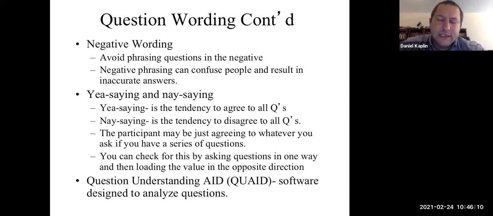So the question is, how do you deal with that? You can use reverse coding, right? Reverse coding is a procedure where you phrase the questions in one direction and then have a question that is the exact opposite. And if the person is yay saying, it will reveal itself, right? Because the person should answer the opposite.